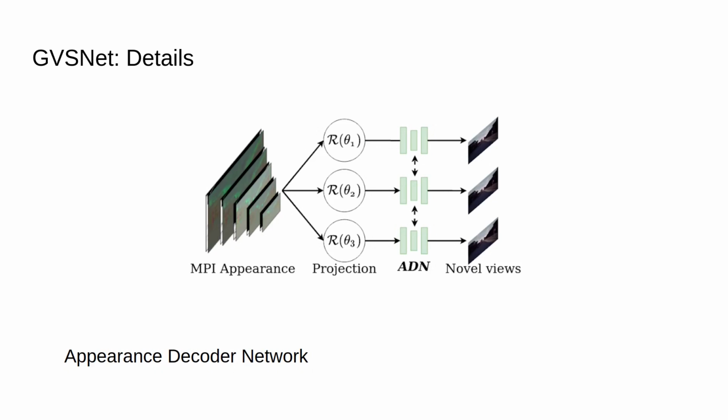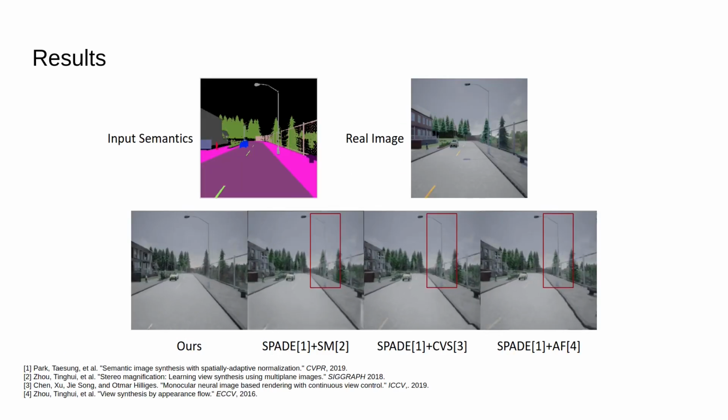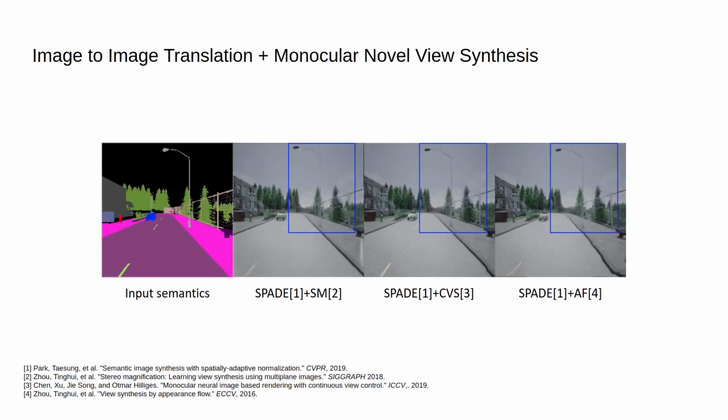Projecting high-dimensional features allows for propagation of neighborhood information from the source camera to novel views. This local neighborhood information is crucial in mitigating rendering artifacts that could arise from the multiplane discretization of the 3D space. Here we present generated views from our method and 3 different baselines created by combining the SPADE image-to-image translator with monocular view synthesis methods. Results indicate that our approach can synthesize more geometrically coherent views while also preserving semantic structures that are present in the input semantics.